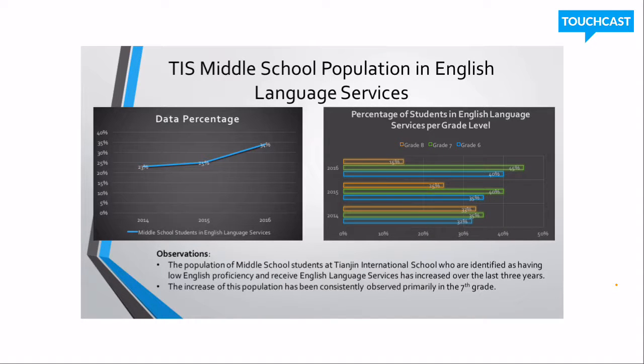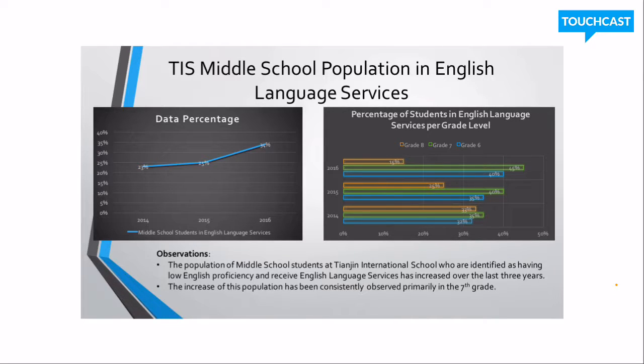Although most of our students have always been English language learners, traditionally TIS has only allowed students with a high English proficiency level to attend our school. This has shifted in the last 3 years, which is reflected in the amount of students that need English language services. The population of middle school students at Tianjin International School who are identified as having low English proficiency and receive English language services has increased over the last 3 years. You can see there has been a big jump from 2014 to 2016.